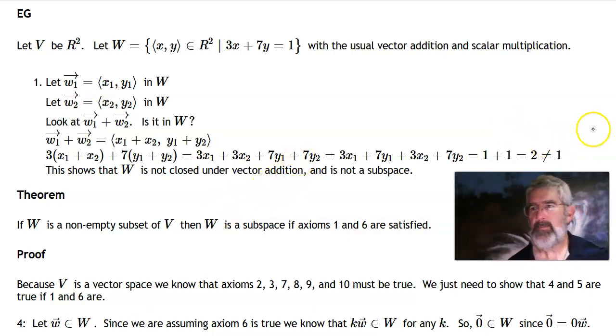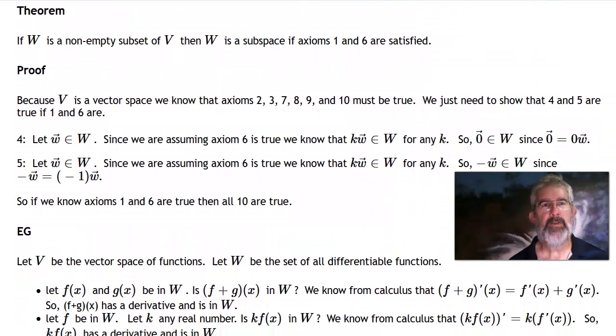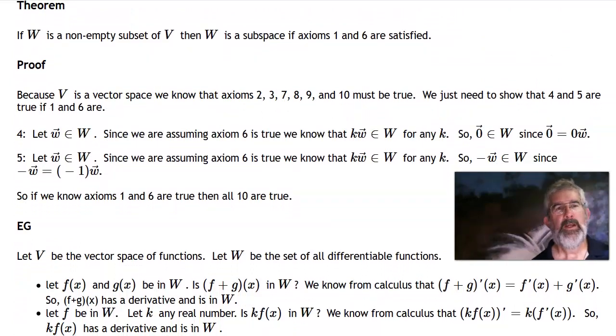Okay. Now, as I said, it's a bit of a hassle to have to prove all 10 axioms each time. So we've got this lovely theorem that says, if W is a non-empty subset of V, then W is a subspace if axioms 1 and 6 are satisfied. I don't have to prove all 10 axioms. I can just prove 1 and 6, and all the rest follow. Okay. Now, here's my proof.